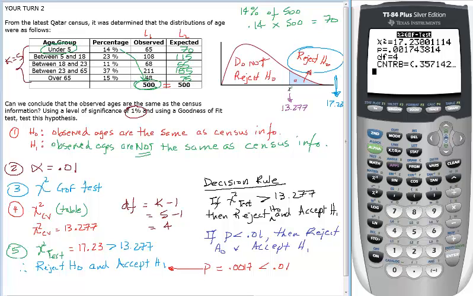Now, what is H1? You should write that out in words. H1 suggests that the data suggests, or it is reasonable to say, the observed ages are not the same as the census information. Okay, so there's your conclusion. Okay, that's a complete solution to your turn 2. Hopefully that helps. Bye for now.